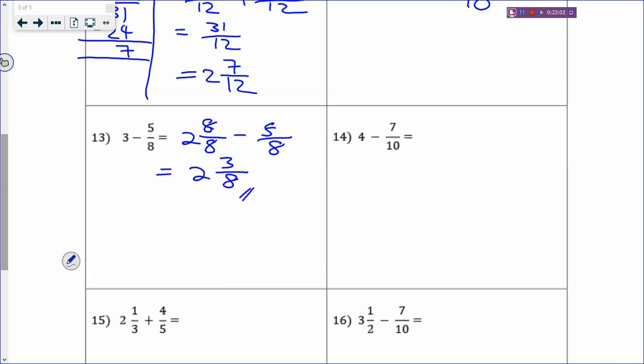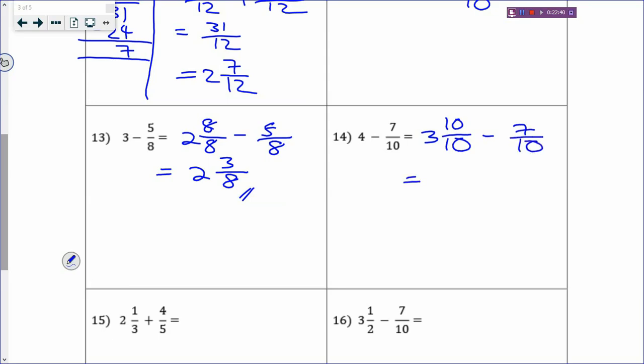So what happens if you have a whole number? Then you borrow 1 whole. Take out 1 whole and convert it into a fraction with the same denominator. For example, I have 4 wholes minus 7 over 10. I take out 1 whole from 4, and I have 3 wholes left. And the 1 whole becomes a fraction with the same denominator as 7 over 10. So I take out 1 whole and I convert it into 10 out of 10. 10 out of 10 is also 1 whole. So you have 3 and 10 over 10, which is 4, right? 4 wholes. Then you minus 7 out of 10.